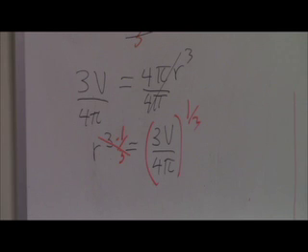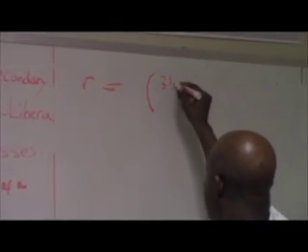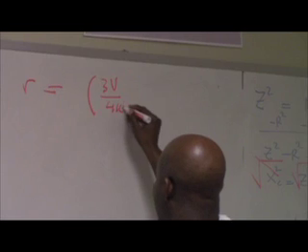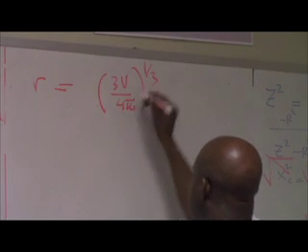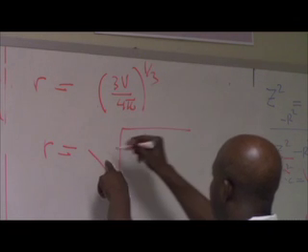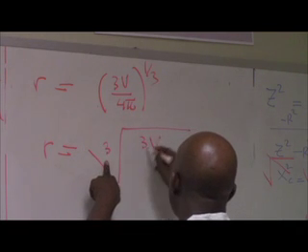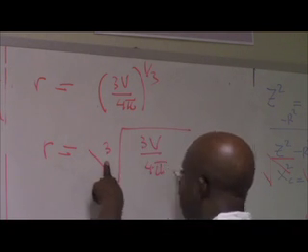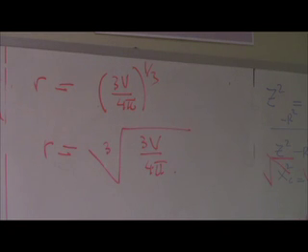So now I have isolated the r, and I'm going to write our answer in 2 ways. I see that my answer is basically r is equal to 3V over 4π to the 1/3, and you understand that this is the same as saying the cube root of 3V over 4π. So basically, we'll do one more, and I think this message will be very clear.